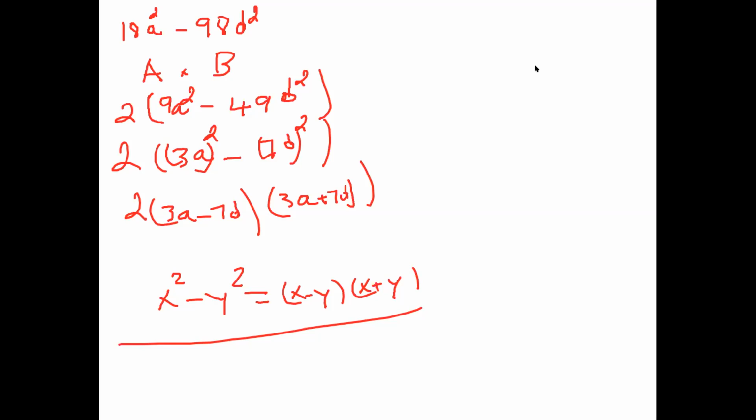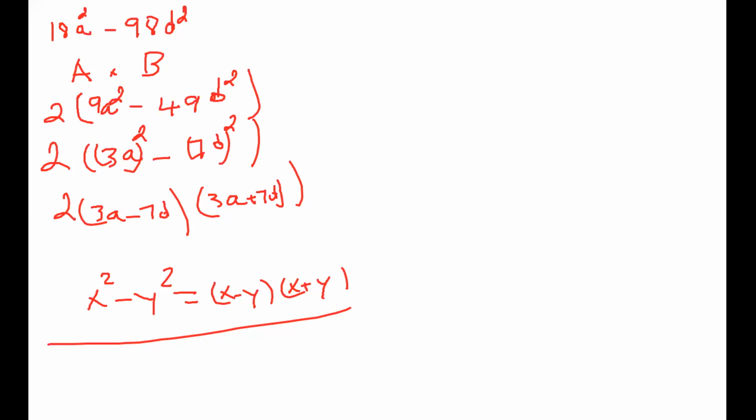Did you guys get this problem, this example, everybody? Yes. Okay, please let me know if it's still not clear. We can go over it again. So the final answer will be 2 times the parentheses 3a minus 7d, times the parentheses 3a plus 7d. That's right. This is the final answer. Okay, thank you. Good. I'll see you in a second.